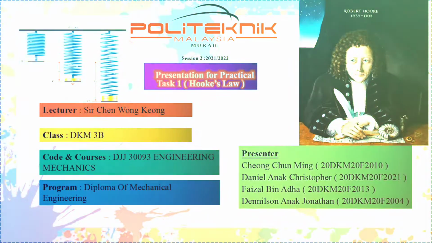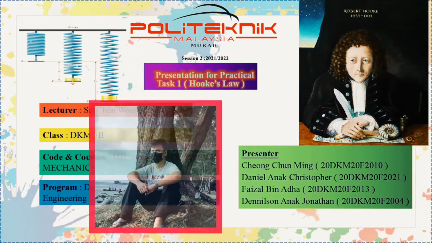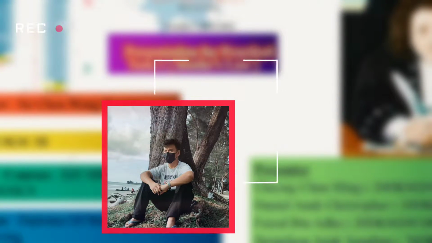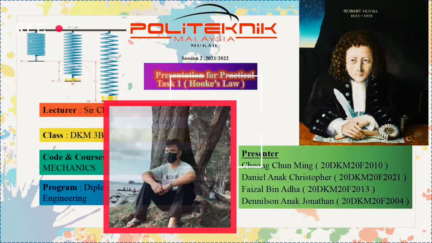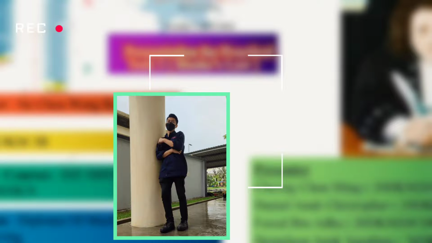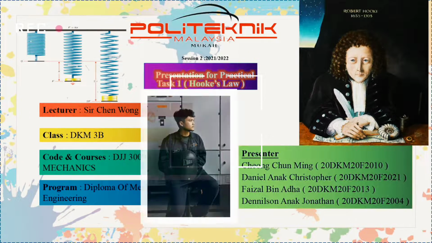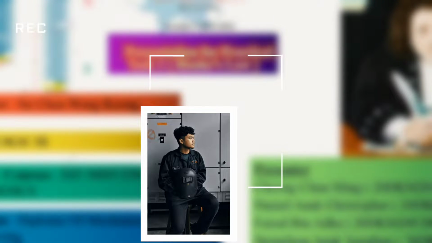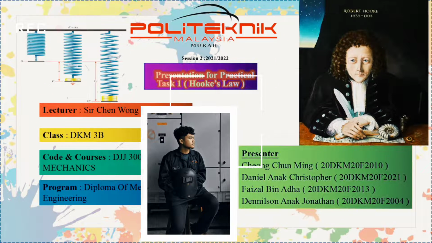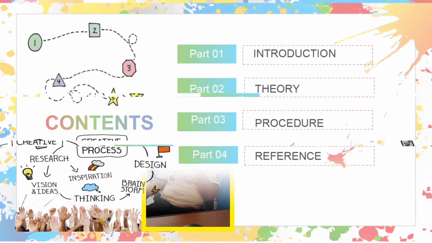We are from DKM 3B. Our course code and name is DJJ 30093 Engineering Mechanics. Our program is Diploma of Mechanical Engineering. The presenters will be me, Cheong Ming, 20 DKM 20F 2010, Anak Christopher, 20 DKM 20F 2021, Faizal bin Adha, 20 DKM 20F 2030, and the last one is Dennilson Anak Jonathan, 20 DKM 20F 2004.